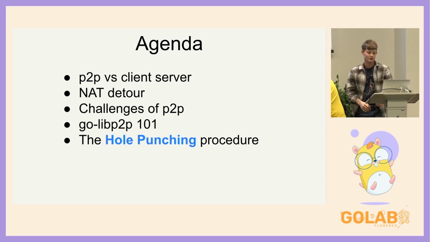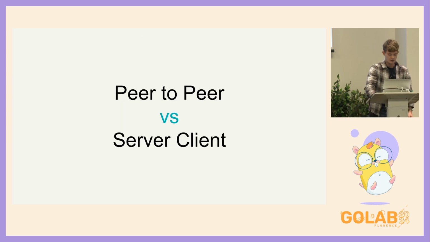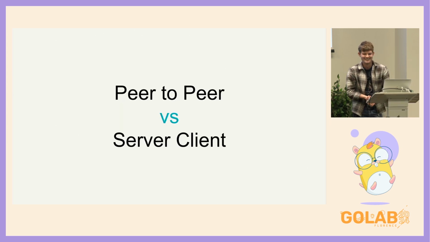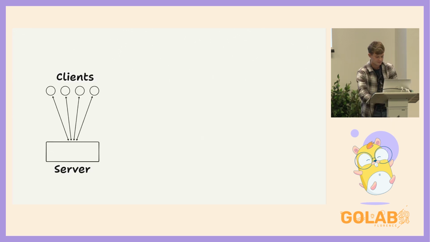We're going to talk about the whole hole punching procedure, followed by a demo. And yeah, that's it. So let's start by talking about the differences between the server and client and the peer-to-peer networking model. In the server and client model, we have two types of nodes in our system. We have the server and the client.